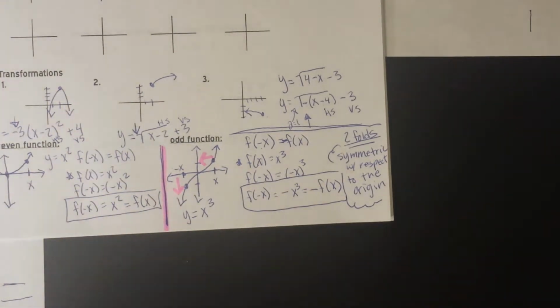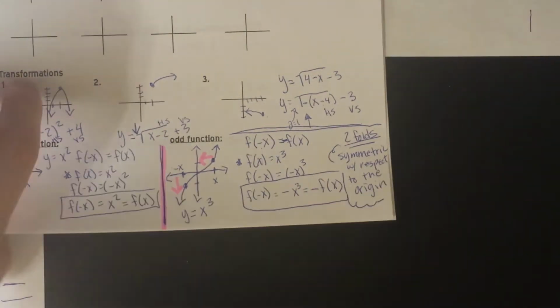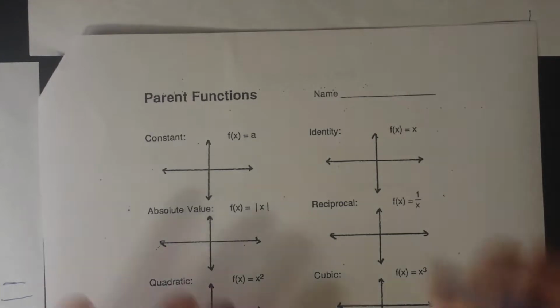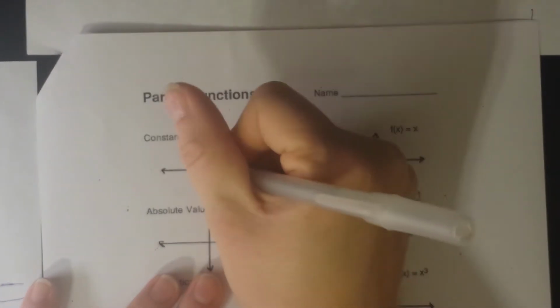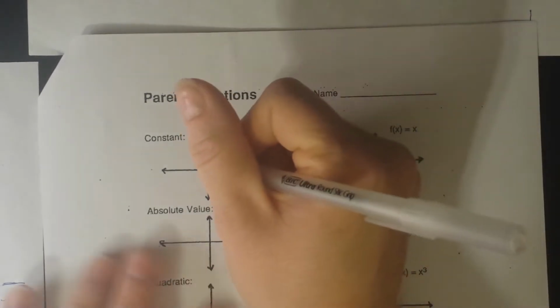Okay? Alright, flip over to that last page in the packet. We're going to, as fast as we can, go through all the parent functions. Be ready to do this fast, because I want to get to the juicy stuff that is more than parent functions, quicker.